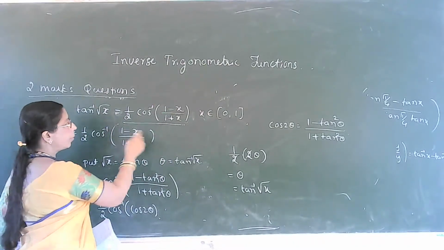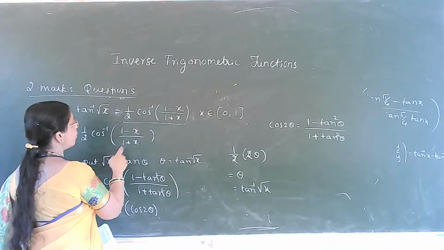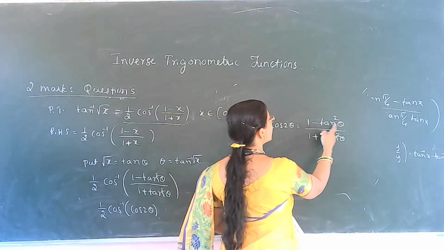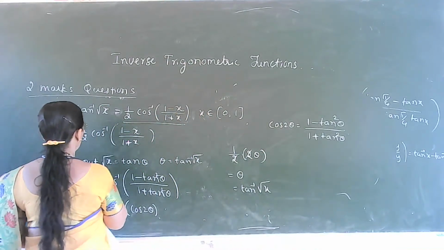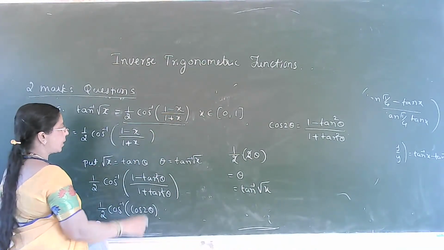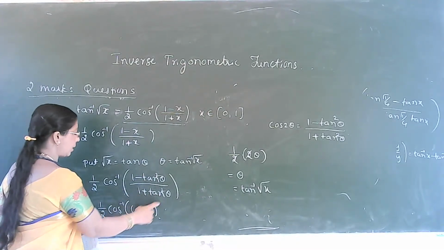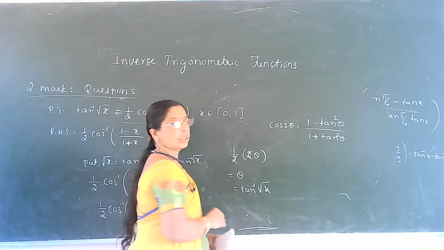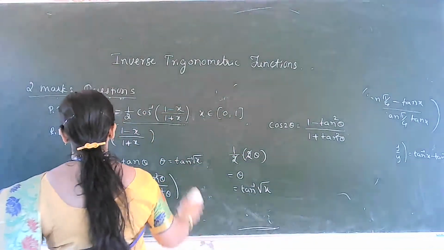I take here the RHS, 1 by 2 cos inverse of (1 minus x) divided by (1 plus x). Cos 2 theta is equal to (1 minus tan square theta) divided by (1 plus tan square theta). Therefore put root x equal to tan theta, then only tan square theta becomes x. Here (1 minus tan square theta) divided by (1 plus tan square theta) is cos 2 theta. Cos inverse and cos get cancelled, then 2 also cancelled. Theta remaining. Theta is equal to tan inverse of root x.